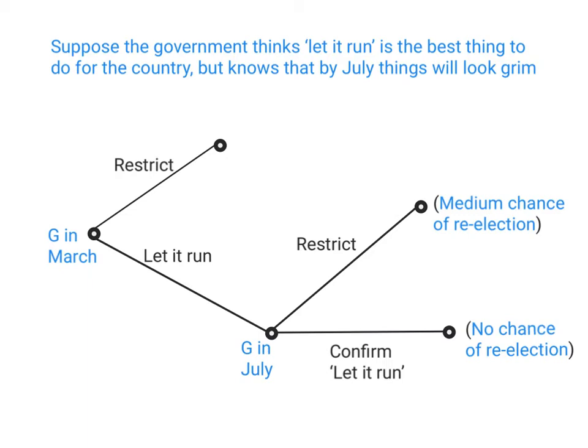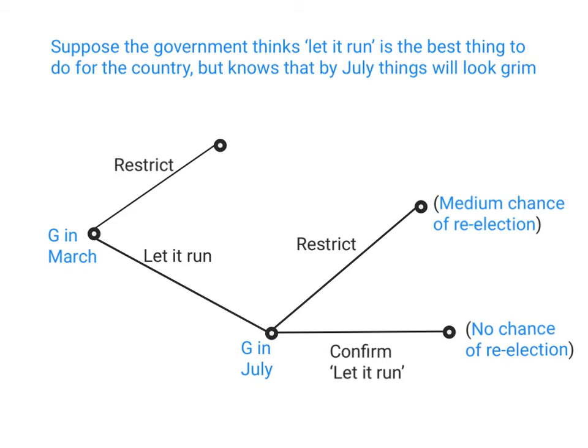And yes, we've seen the modelling. We know that it will hit herd immunity. It will die out at some stage. But you're going to have people in panic in your cities during that short run period whilst you're getting to herd immunity. If the government confirms let it run, it will not get re-elected. It will have no chance of re-election.